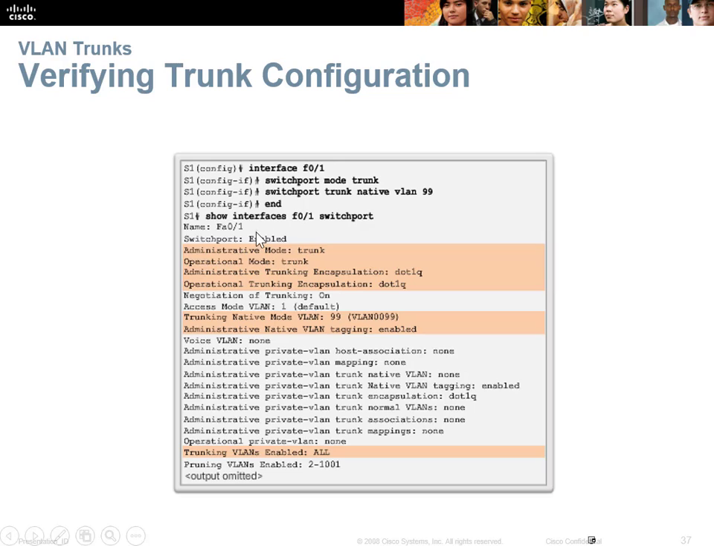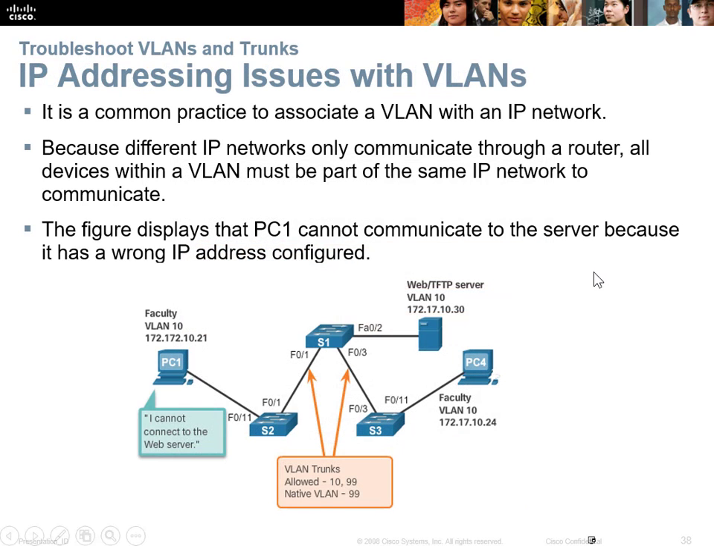Verifying trunking, after you make your changes, you can say show interface Fa0/1, and it will show you what's happening after you've done the change. IP address issues. You need to be very careful because you can have various VLANs, but you need to make sure that you do not overlap IPs, or you make sure you put in the correct IP of where you're going per VLAN per machine.